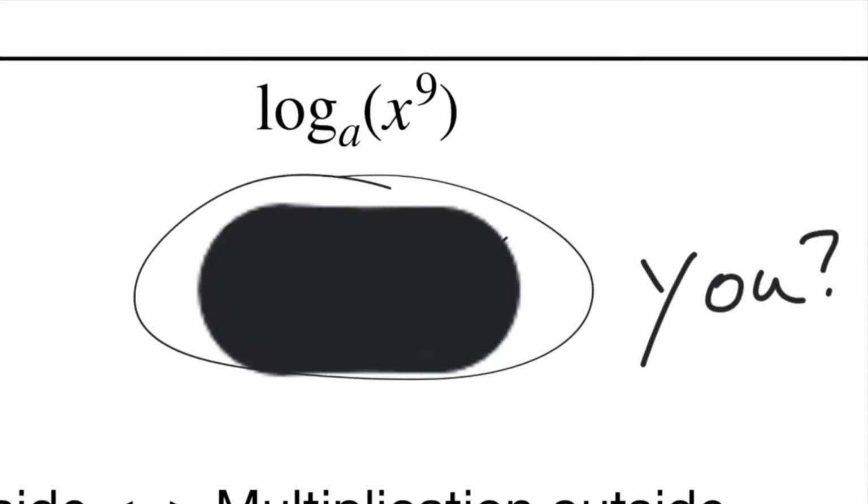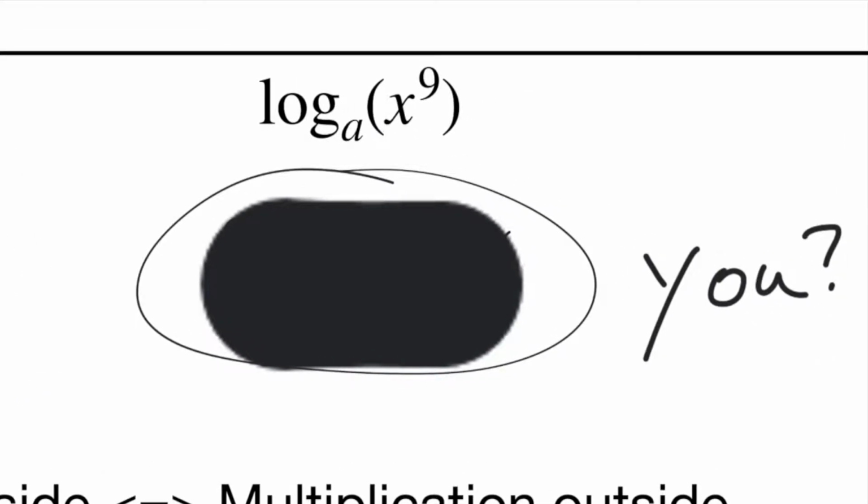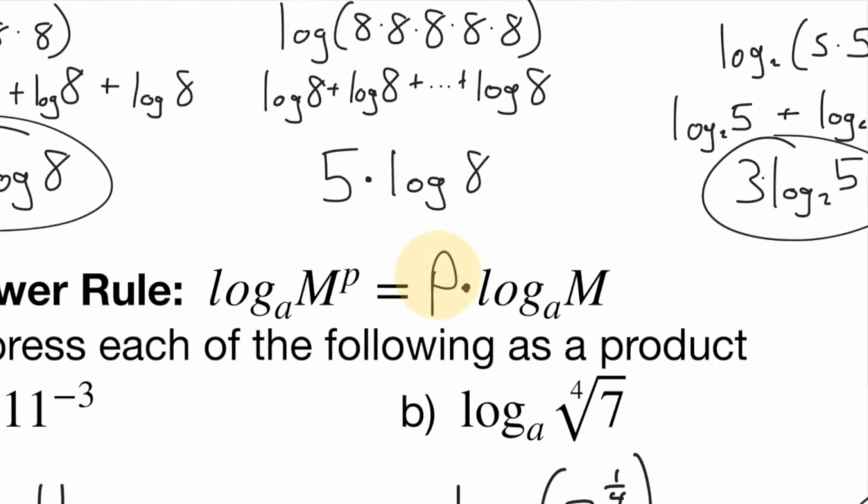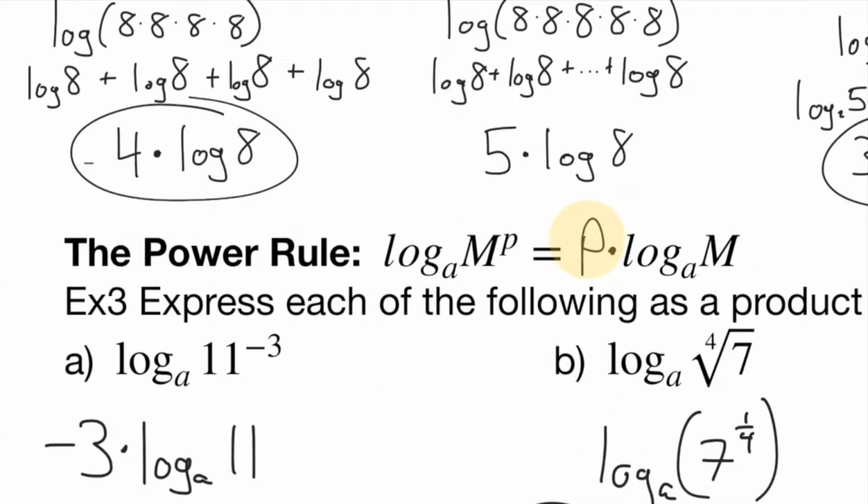So I want you to try this here. What would log base a of x to the 9 be? And you don't have to write it out. You can just jump straight to the answer if you're recognizing the pattern. The pattern, as you can see here, would be log of any base a of any power m to the p. You can relocate that p from the inside, if it's an exponent, to the outside and make it multiplication.